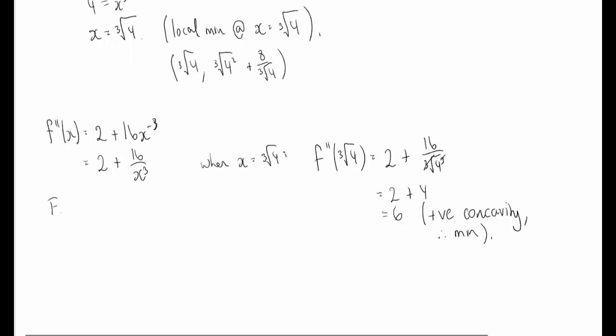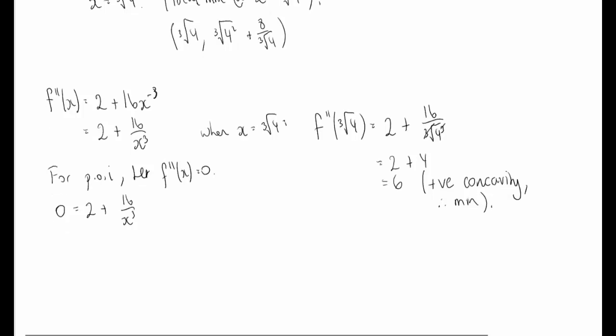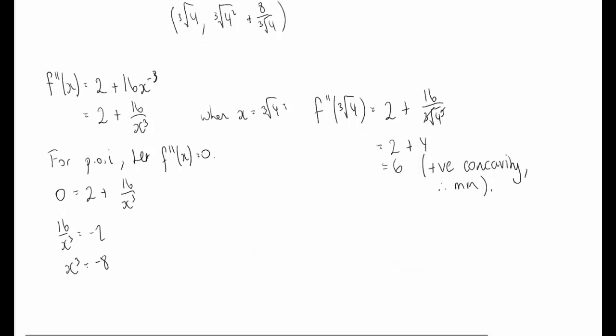However, for the point of inflection, let f double dash x equal 0. So that means 0 equals 2 plus 16 on x cubed. That means 16 on x cubed equals negative 2. Or we could say that x cubed equals negative 8. And so x actually equals negative 2.